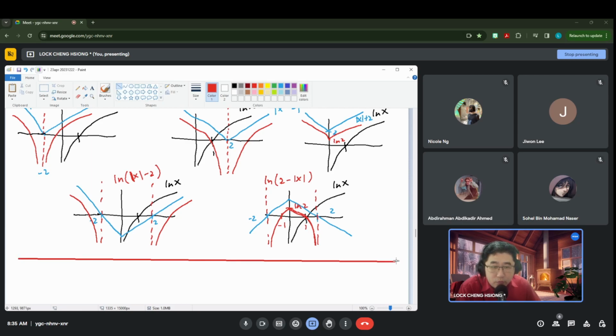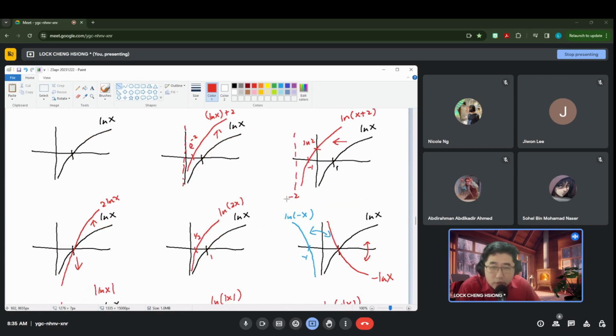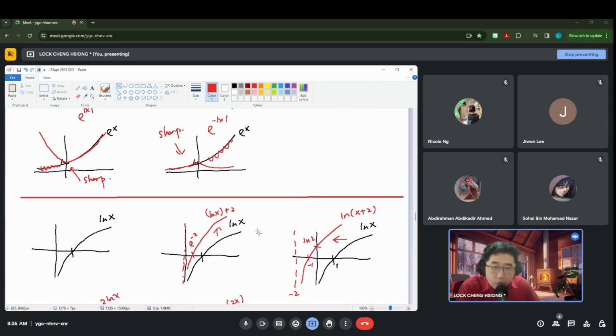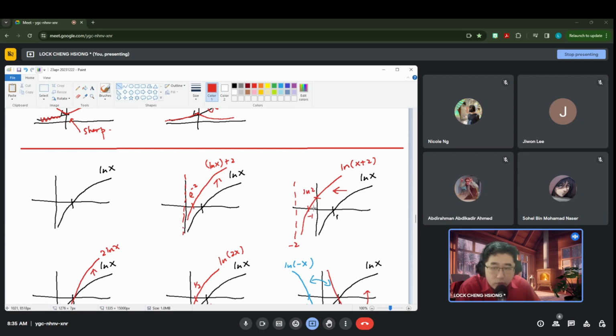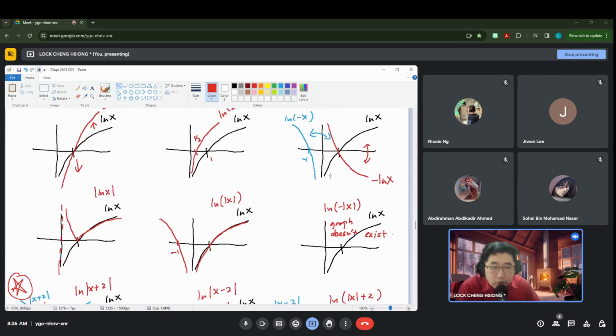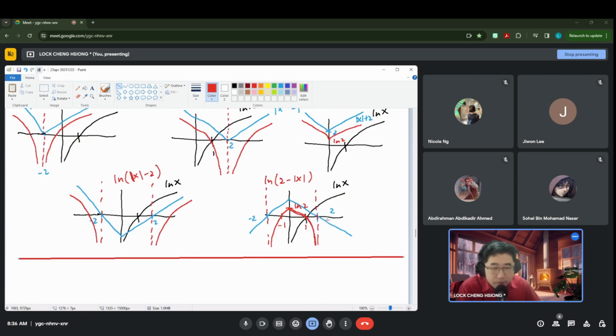Okay, and you will see that other than these five, the rest are your basic transformations that you already learned before. How to do the translation upwards, downwards, left, right, expanding horizontally, vertically, compressing horizontally, vertically, reflection horizontally, vertically, folding. Okay, then the ones with the ln, it's all the same. Okay, they are all the same.